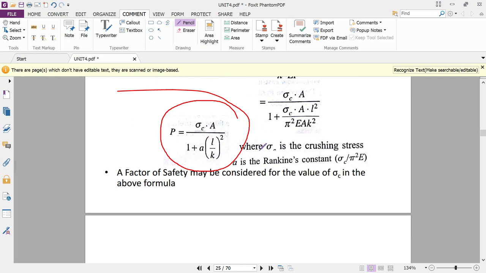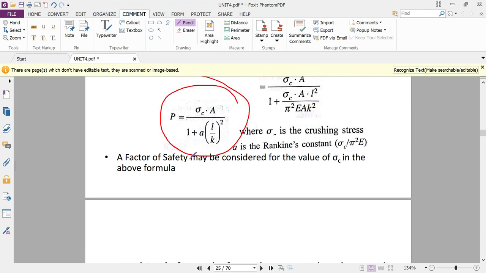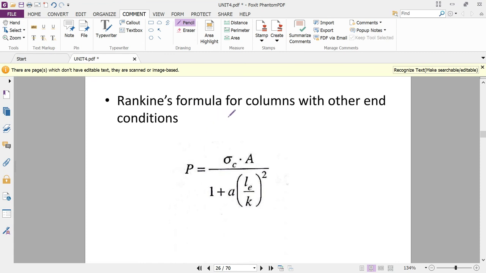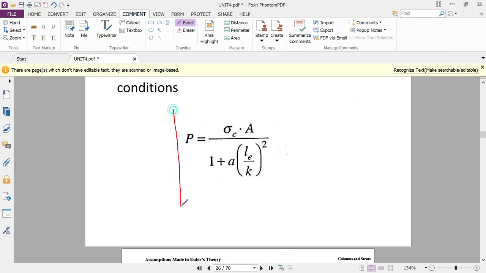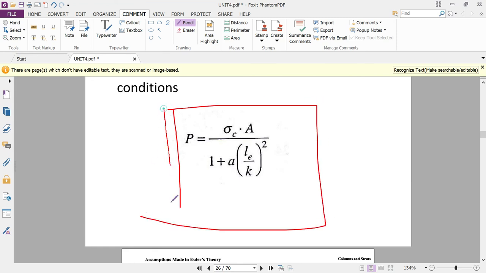And here you must remember that this alpha value can be calculated as sigma C by pi square E. This Rankine formula for a column with other end conditions will be equal to this formula, you must understand. So P is equal to sigma C A divided by 1 plus alpha in bracket (L effective divided by K) the whole square. So this is the most generalized equation which is applicable for the long columns, and this is also called the Rankine's crippling load.